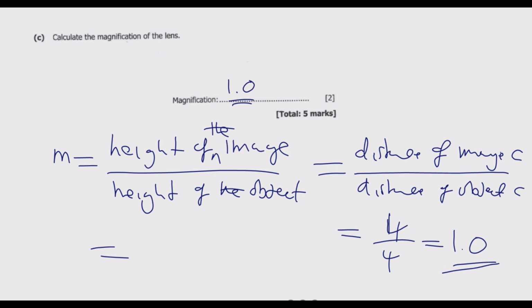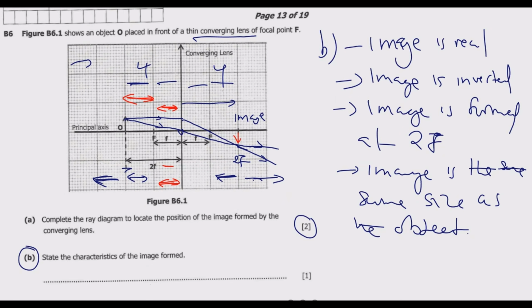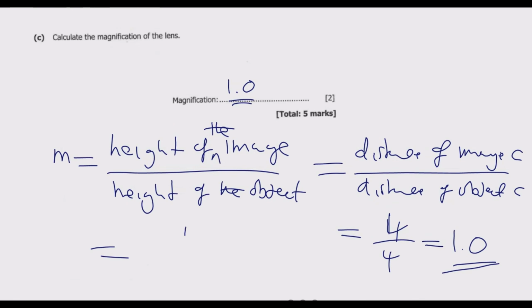Similarly, you could have used the height. So you could have come here and looked at this height. This height is about 1 centimeter, if you assume this box is 2 centimeter, and this height will also be 1 centimeter, so it will just be 1 divided by 1, which is still 1.0. So this is how you find the magnification, and this is how you get the 5 marks on this question.